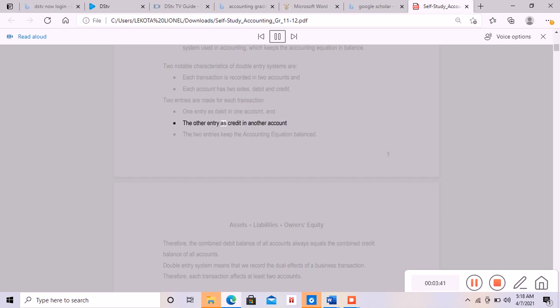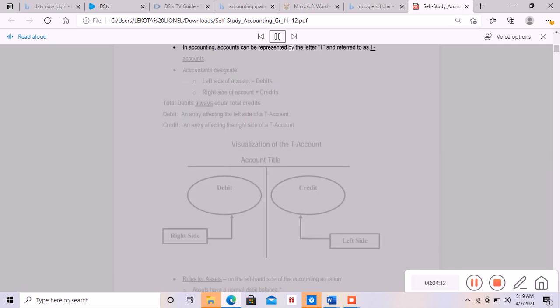6. Assets equals liabilities plus owner's equity. Therefore, the combined debit balance of all accounts always equals the combined credit balance of all accounts. Double entry system means that we record the dual effects of a business transaction. Therefore, each transaction affects at least two accounts. In accounting, accounts can be represented by the letter T and referred to as T accounts. Accountants designate the left side of an account as debits and the right side as credits. Total debits always equal total credits.